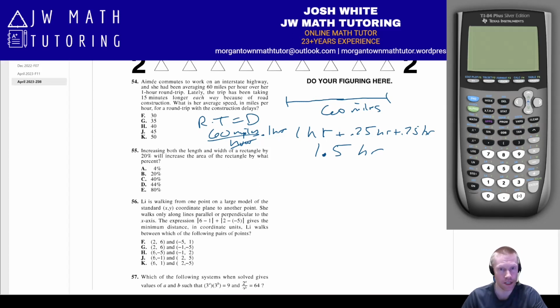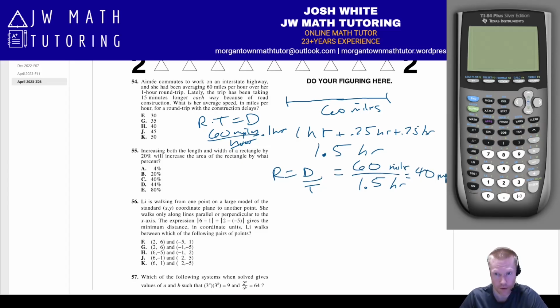So what's her average speed in miles per hour for the total round trip? Well, rate or speed is just distance divided by time. So what's the total distance of the trip? Well, it's still 60 miles. That part hasn't changed. What's the total time for the trip? Now it's 1.5 hours. Miles per hour. So you can just take 60, divide it by 1.5, and that is going to come out to just 40.